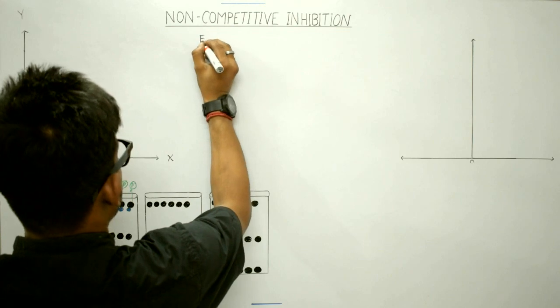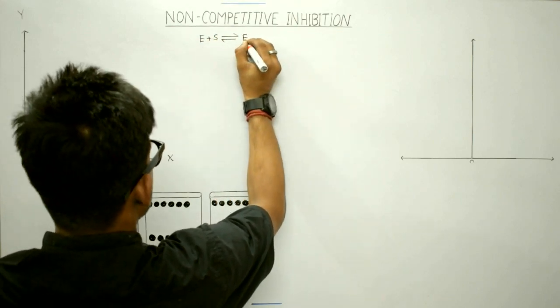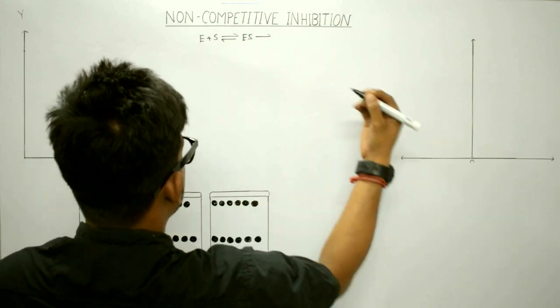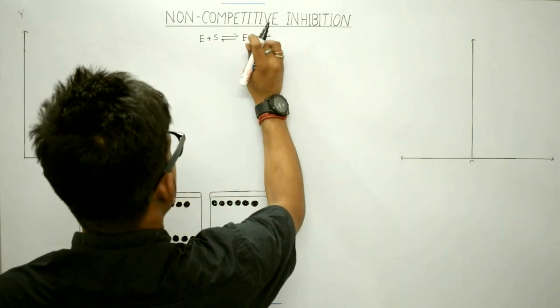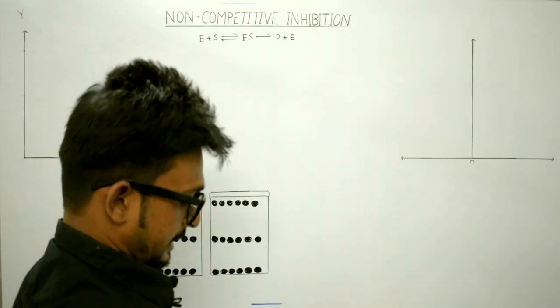An enzyme binds with the substrate and converts it to the enzyme substrate complex. Okay, and after that the substrate will be converted into the product, and the enzyme will be released as a free enzyme, right?